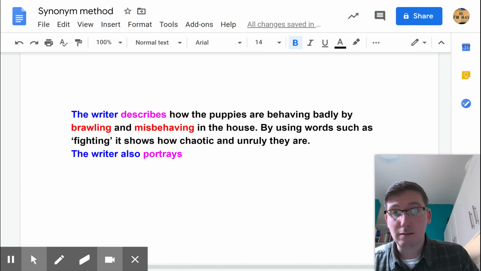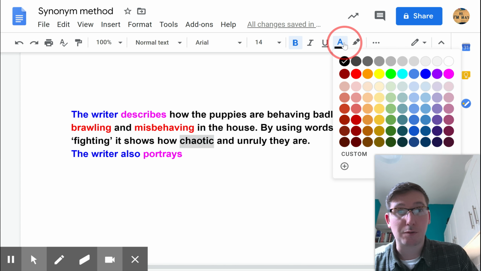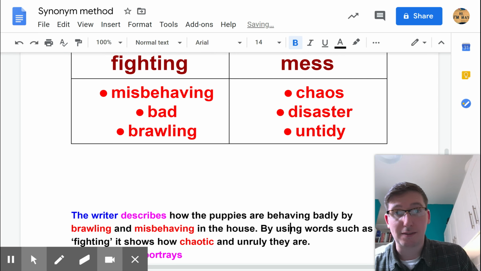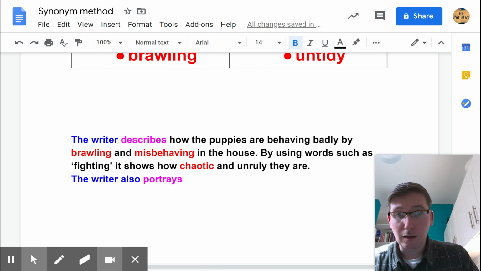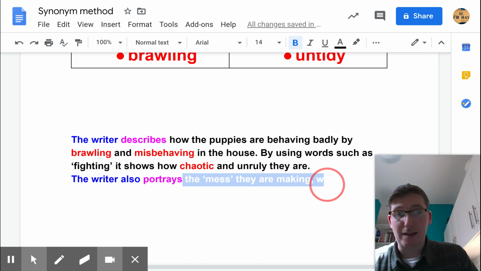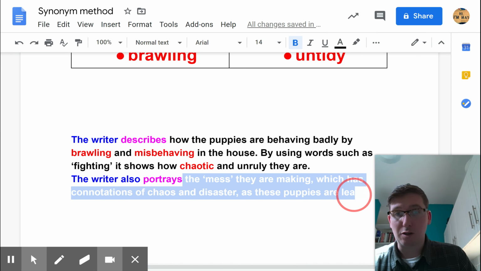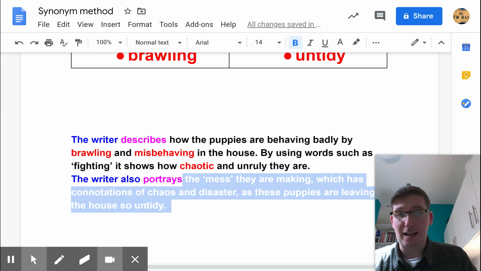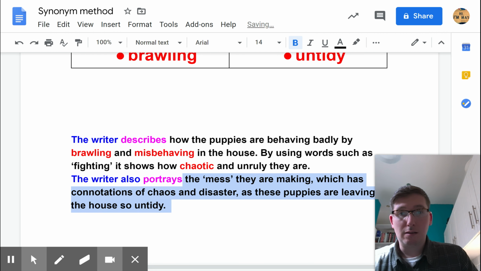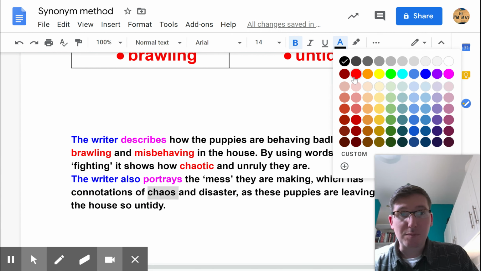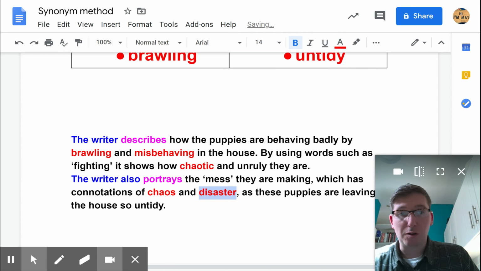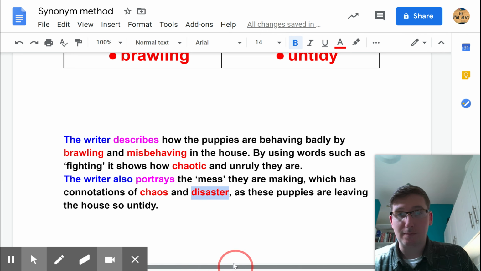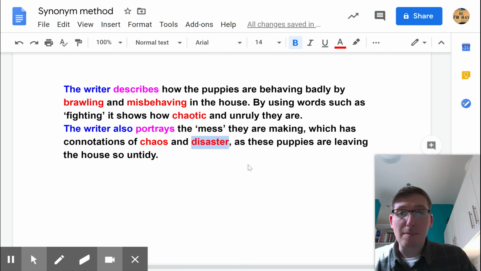So fighting gives us these ideas. So the ingredients are already there. You've already done the hard work. When you did this, you did the hard work there. Okay? And the writer also portrays the mess they are making, which has connotations of chaos and disaster, as these puppies are leaving the house so untidy. So again, just using your synonyms to back up what you're saying. You've already got these ideas. All you're doing is putting the ideas together. Okay? So that is the synonym method.